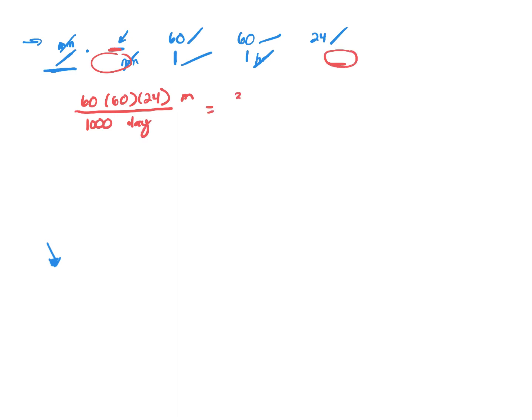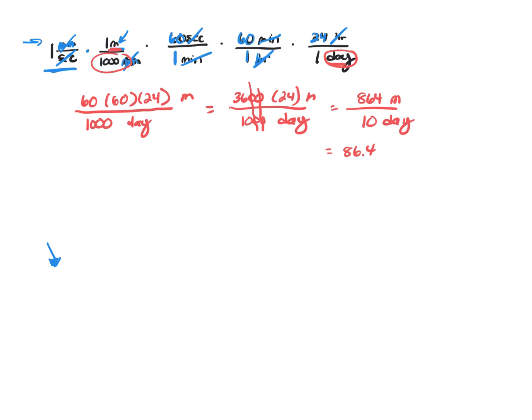So 60 times 60 is 3,600. And normally I don't like to multiply things out, but I couldn't easily cancel. Bring the 24 over, and that's meters. And I've got 1,000 day. So cancel those zeros. And then on the side of my paper, I multiplied 36 times 24, and I got 864 meters over 10 days. And then I divide the top by 10, and I got 86.4, and that's one of the answers.